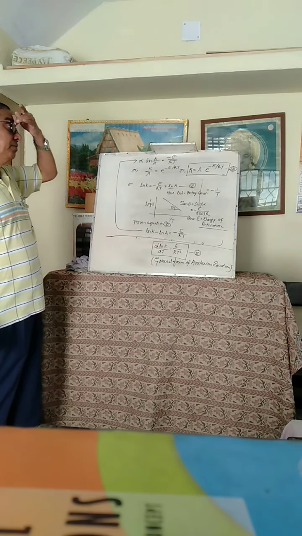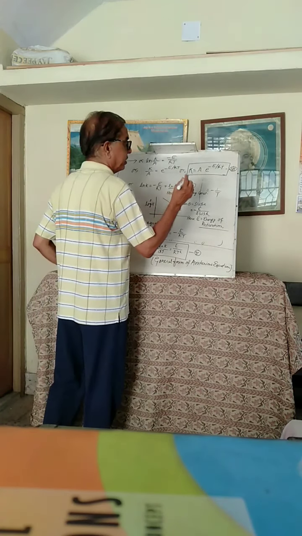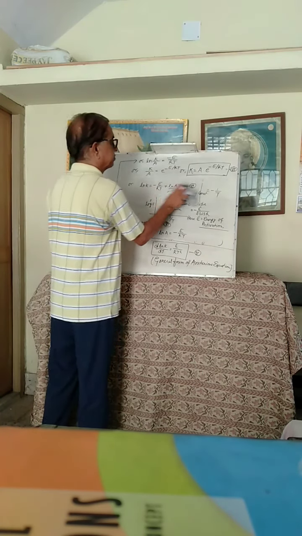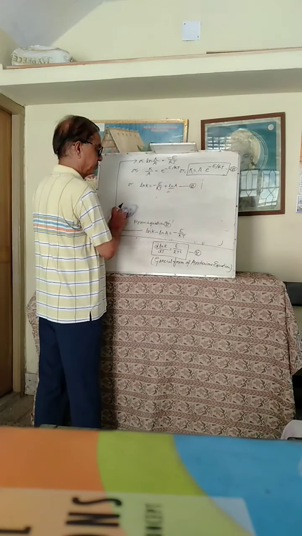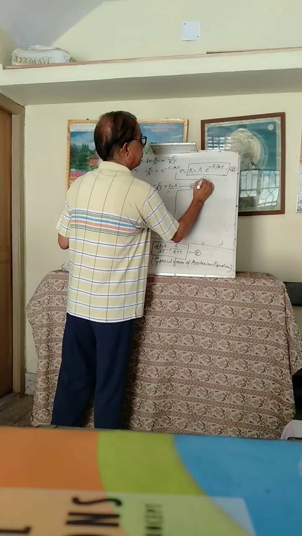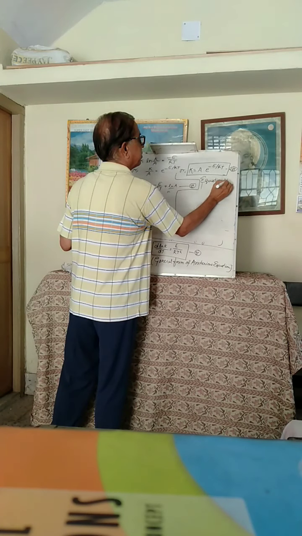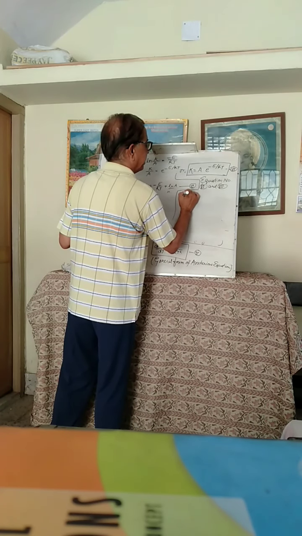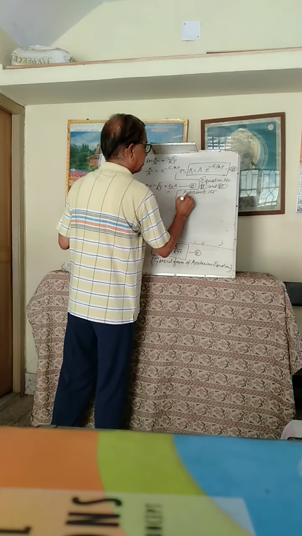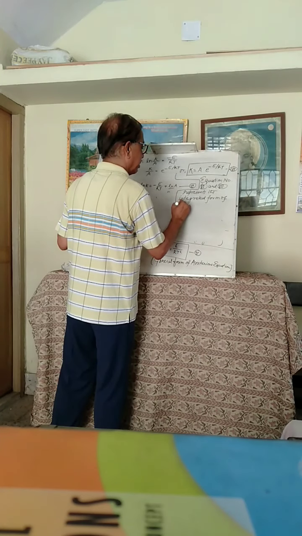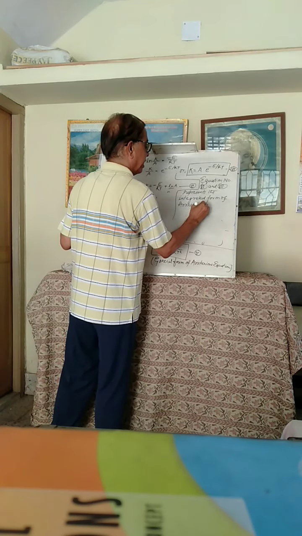Equation number 6 and equation number 7 represent the integrated form of Arrhenius equation.